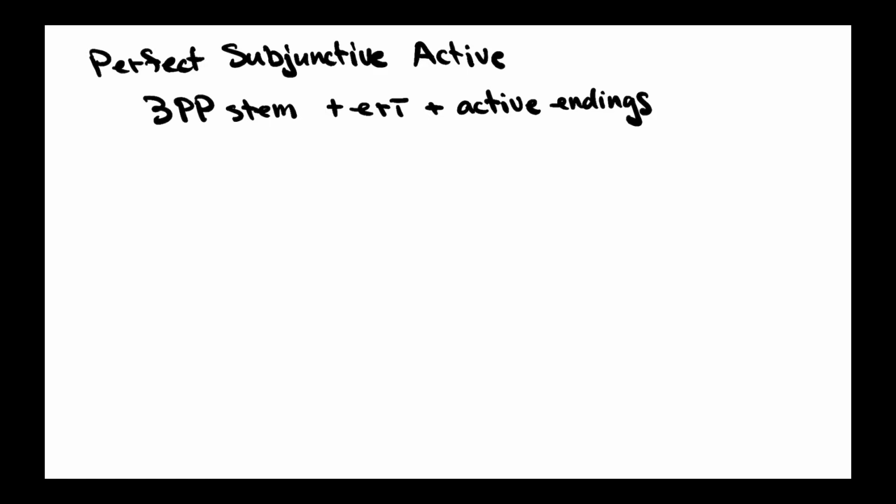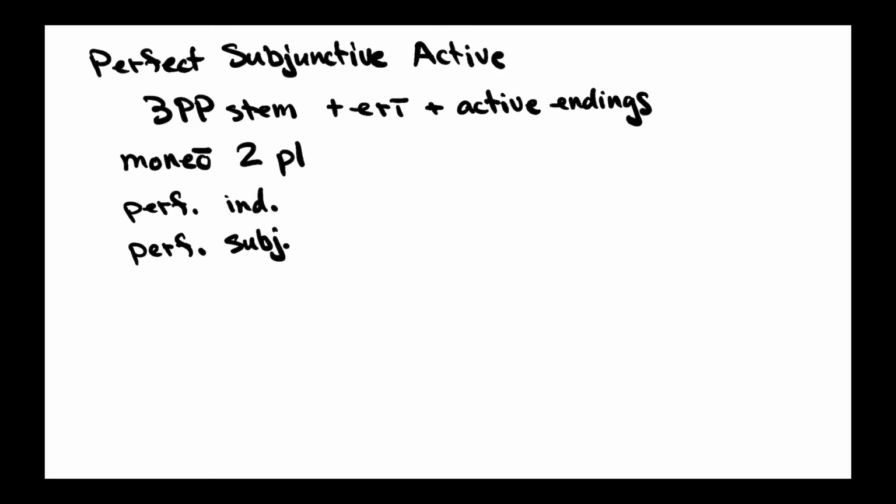Be aware of this. So we'll do moneo. And we'll do it in the second person plural again. And we'll do, for comparison, a perfect indicative. And then the perfect subjunctive. This is kind of a strange comparison here because remember that the perfect indicative is kind of off. It's a little bit different. It's got those weird endings. We're only doing active here.